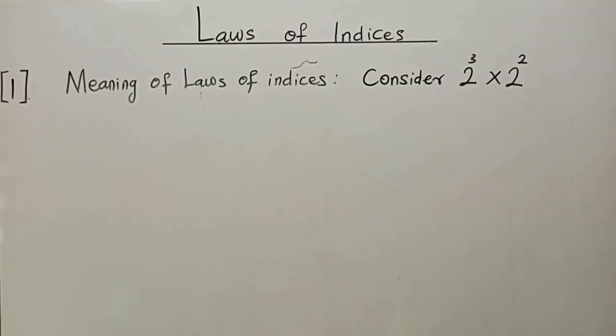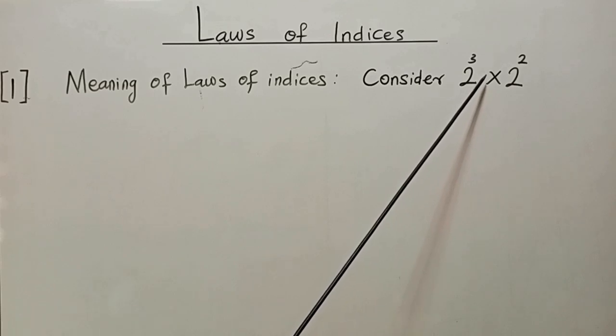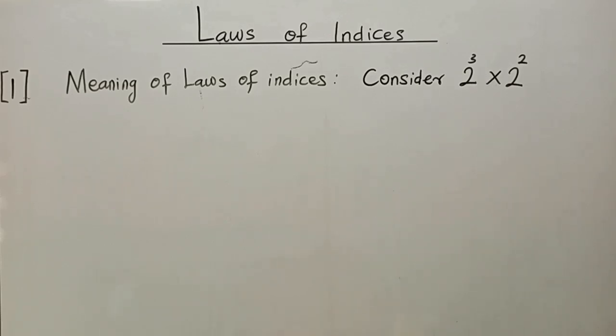To get to understand the meaning of laws of indices, let us consider 2 to the power 3 times 2 to the power 2. That is getting the answer to this number operation. I wish to get the answer to this number operation in two ways. And after the two ways, I present to you what is meant by laws of indices. Please, let me start with the first one.